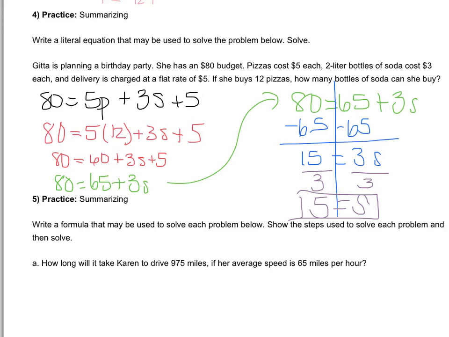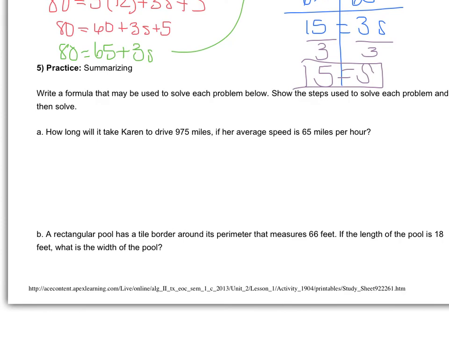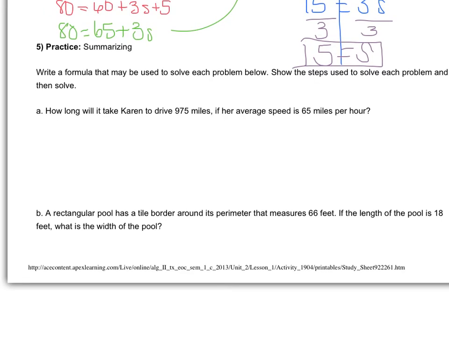So number 5 asks us to write some other equations. So 5a says, how long will it take Karen to drive 975 miles if her average speed is 65 miles per hour? Well, this requires you to have a little bit of background knowledge. And so back in science, I believe, or possibly in middle school, you learned about the triangle that can be utilized to help you relate the formulas for distance, speed, and time. And that's what they've given us here.